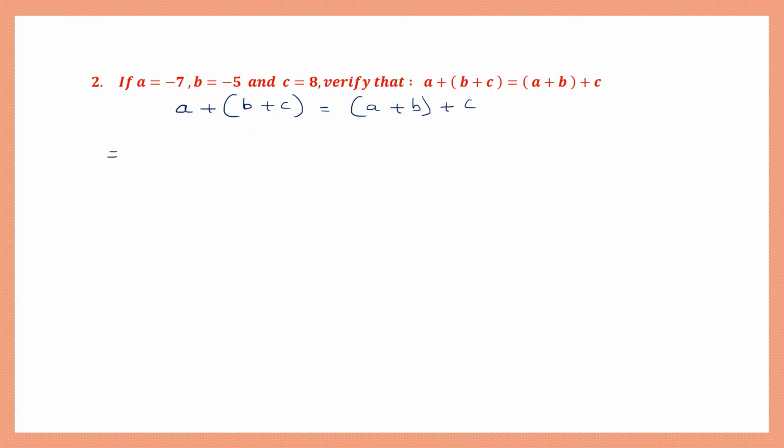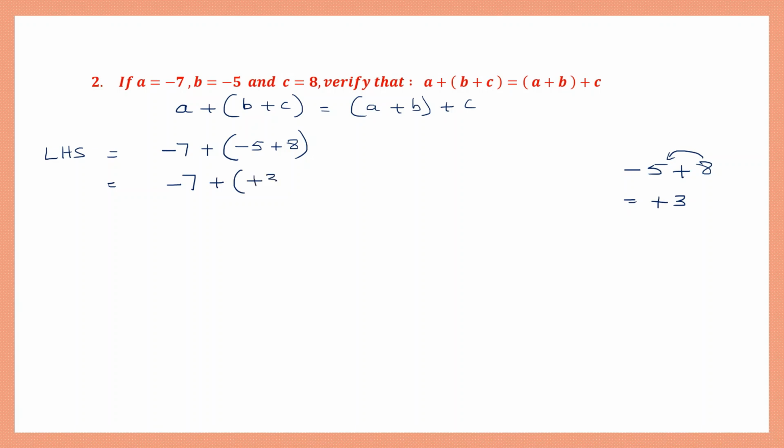So now we're going to substitute the values for a, b and c. In the question it's given a is equal to minus 7, plus within brackets b is minus 5 and c is 8, so that is minus 5 plus 8. So we are working out the left hand side first. Minus 7 plus, now within brackets we have minus 5 plus 8. Let's work that out. Minus 5 plus 8. Signs are different. One is minus, one is plus. So we put the sign of the bigger number and we subtract, 8 minus 5, that is 3. So we got plus 3.